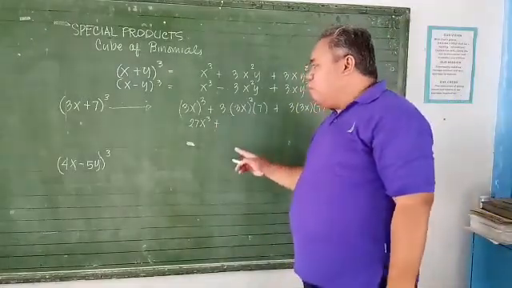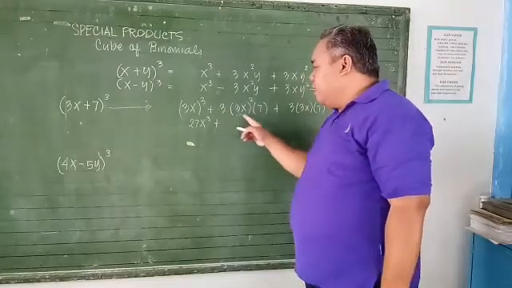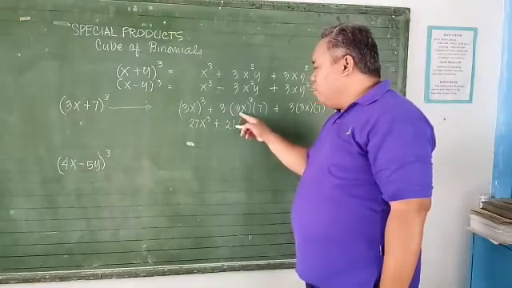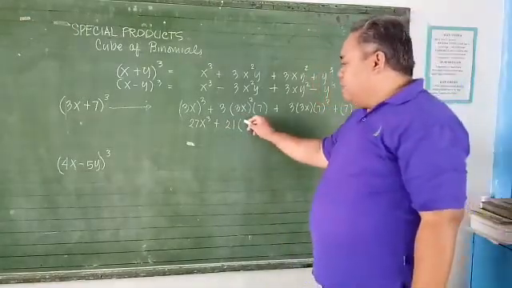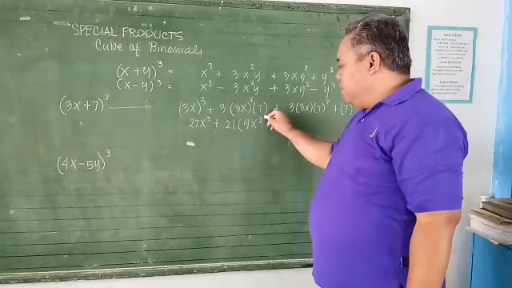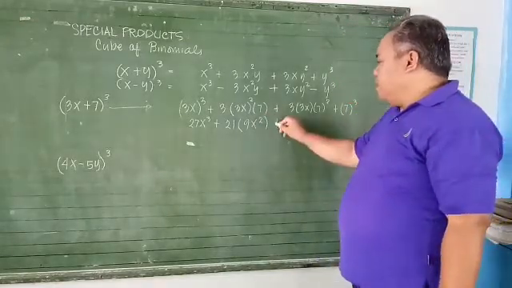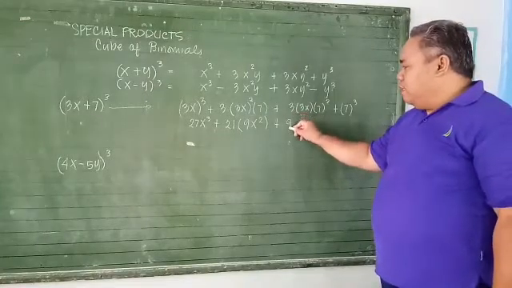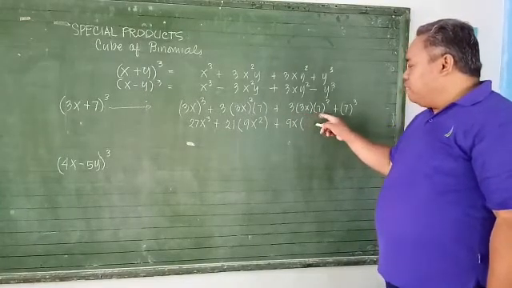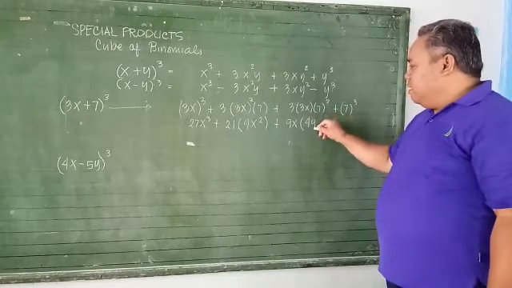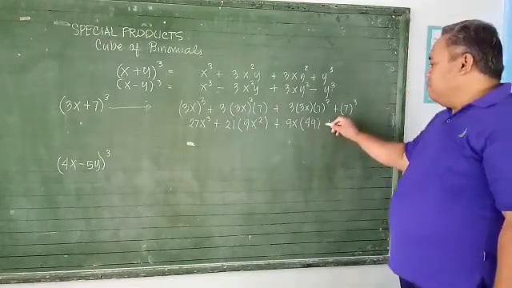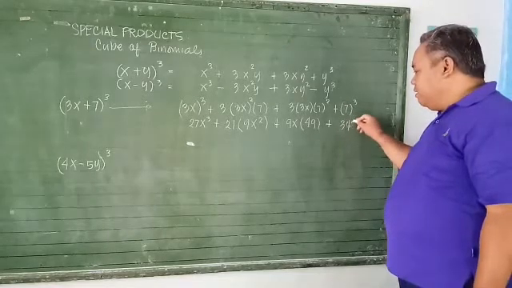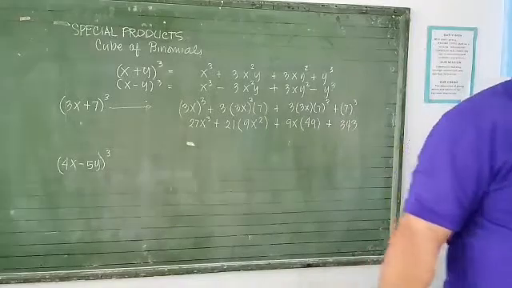Dito, sa second term, una yung multiply nito muna. 3 times 7, that will give you 21. You can square nito. Square of 3, that is 9x squared. Then plus, dito naman, multiply ito. It will give you 9x. And then square of 7 will give you 49. And then last term, cube of 7 will give you, I think, 343. And let's check now. That's 343, if I'm not mistaken.